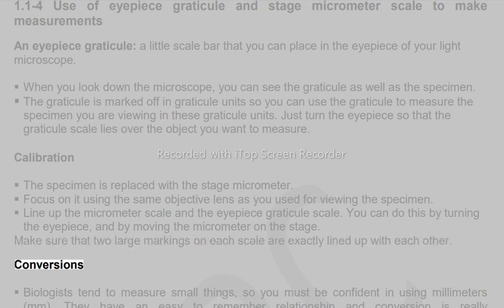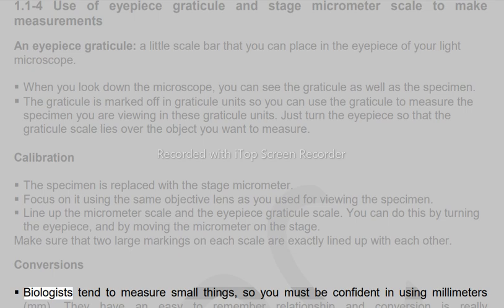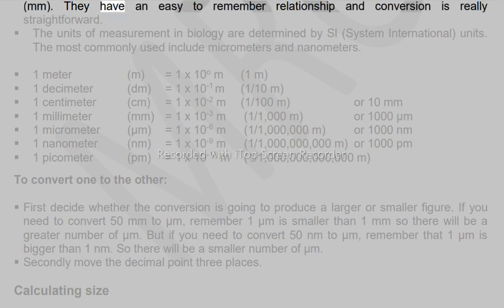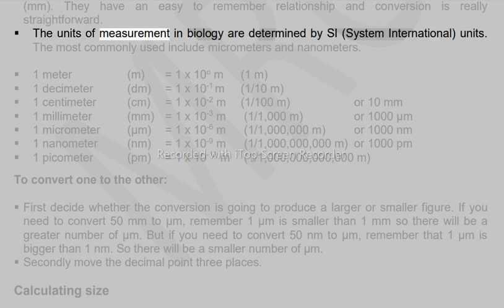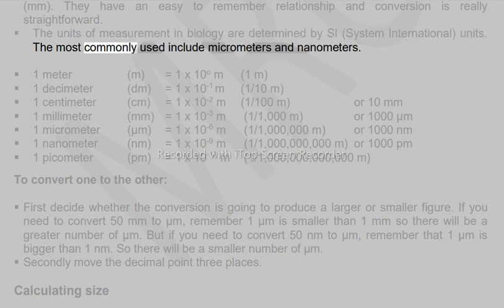Conversions. Biologists tend to measure small things, so you must be confident in using millimeters, mm. They have an easy-to-remember relationship and conversion is really straightforward. The units of measurement in biology are determined by SI, Système International, units. The most commonly used include micrometers and nanometers.